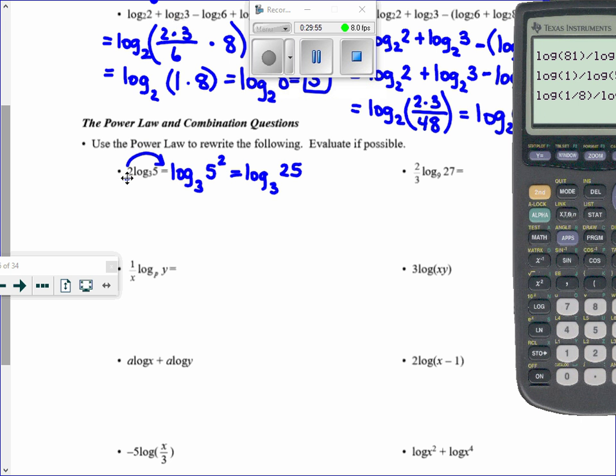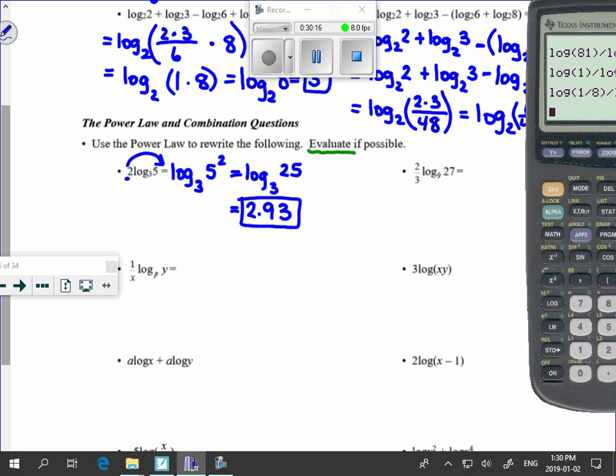And it does ask us to evaluate, which means we need to find the value. So then on my calculator, I will punch in log 25 divided by log 3, and I will get an answer, 2.93. So you can see that logs are not always whole numbers. Sometimes you'll have a fraction answer.